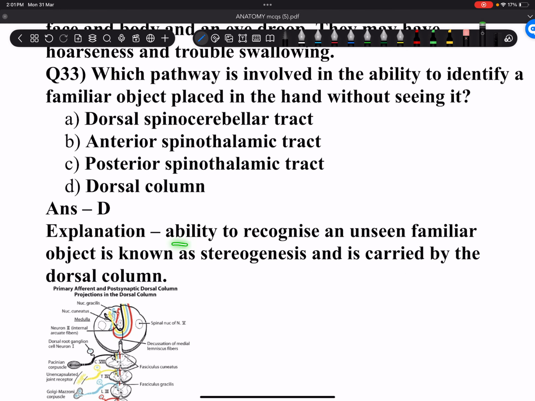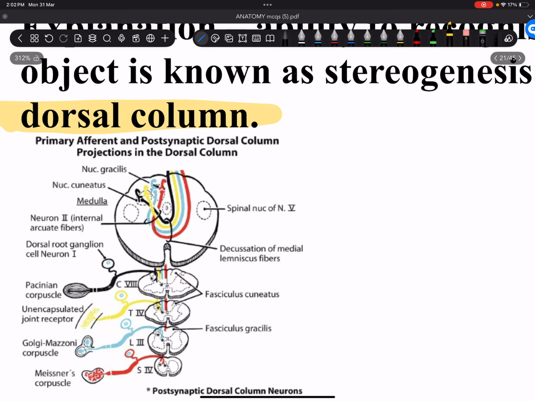Dorsal column. The ability to recognize an unseen familiar object is known as stereognosis. A person who can recognize an unseen familiar object has stereognosis, and that is carried by the dorsal column. That is carried by what? Dorsal column. This is the diagram, you can go through that.